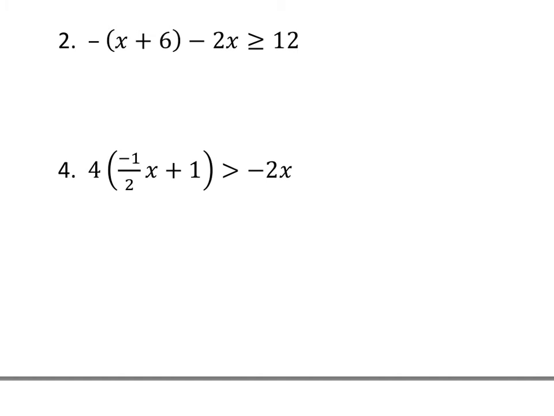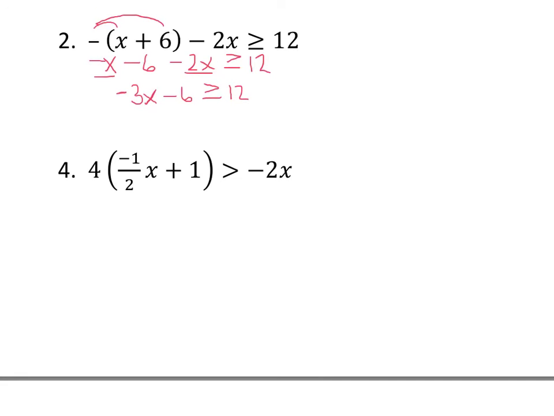Okay, so we're going to go ahead and distribute this negative. Negative x minus 6 minus 2x greater than or equal to 12. Get used to saying what that sign is because I'm going to ask you in class to name what the sign is when you're describing this to somebody. So negative x minus 2x, that's negative 3x. And then minus 6. All I'm doing is collecting my terms right now.